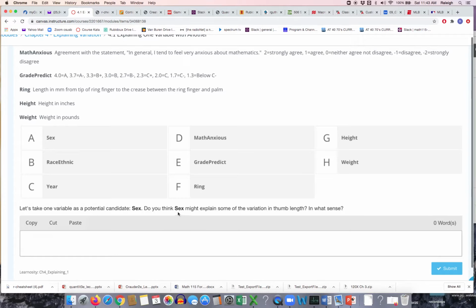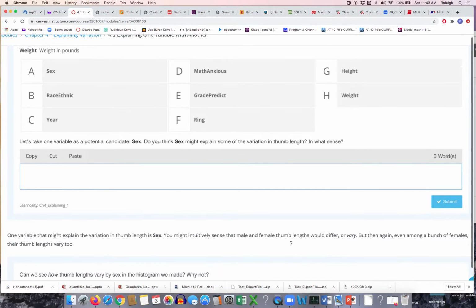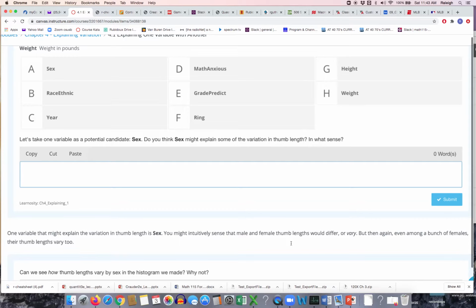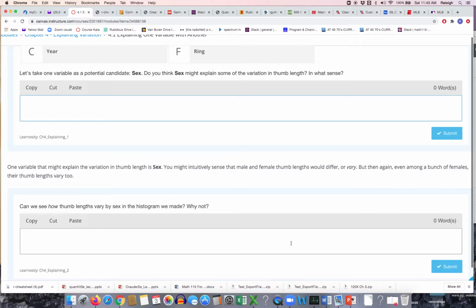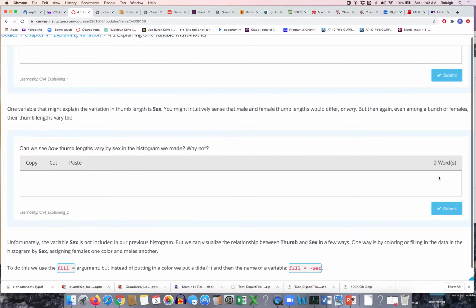Do you think that gender or sex could explain some of the variation in thumb length? Well, because men tend to be bigger than women, I'd say so, yes. Not completely, of course, but because women are smaller than men on average, perhaps their thumb lengths are smaller also. Seems kind of obvious, to be honest. One variable that might explain the variation in thumb lengths is gender. So we might intuitively think, and we've already gone through this, they would differ, they would vary. But even amongst a bunch of females, their thumb lengths vary as well.